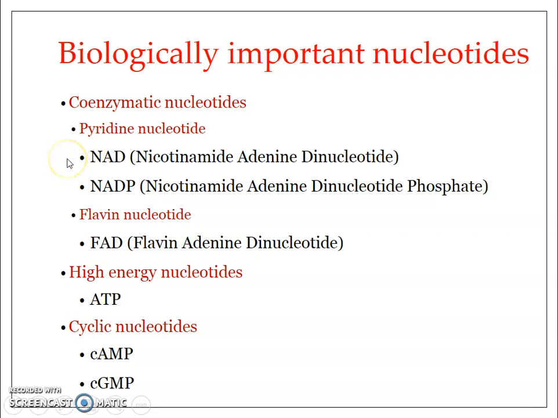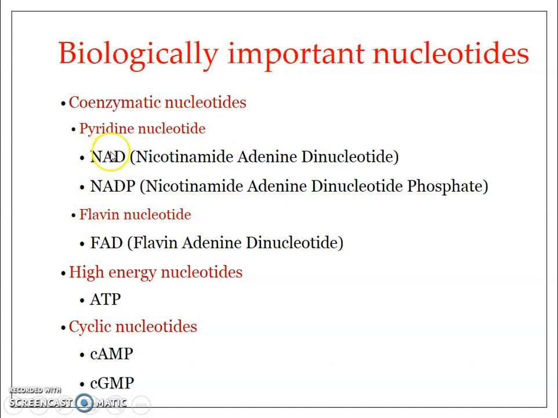The major coenzymatic nucleotides are pyridine nucleotides and flavin nucleotides. These are actually vitaminous coenzymes. The reason is that pyridine, what we are referring to here, is nicotinamide or niacin, a vitamin B complex vitamin, and flavin originates from riboflavin, yet another vitamin B complex vitamin. So here we have the pyridine nucleotides and the flavin nucleotides.